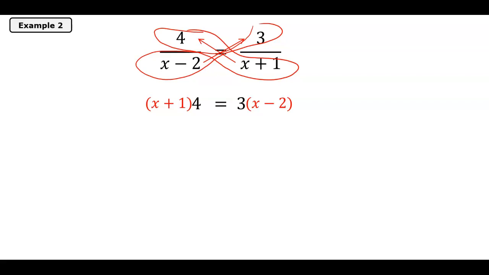And then we must do what? So what do you do with a number in front of a parentheses? What's that thing called?